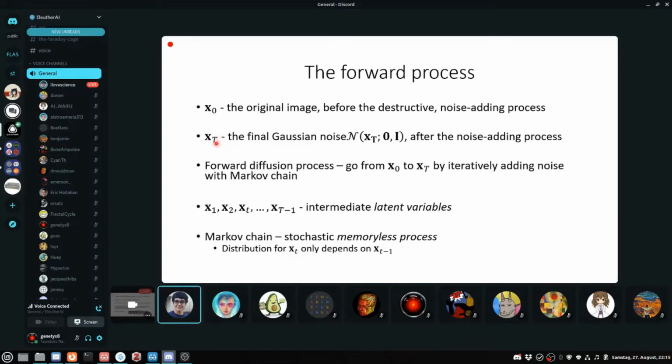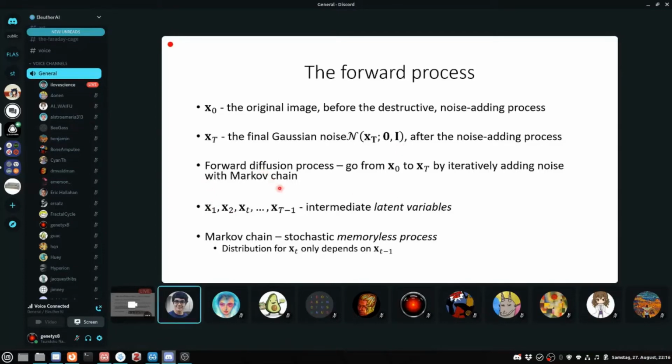So we're going from x0, and this is an iterative process where we're adding noise at each time step. That's what the t is referring to, and the capital T is the final time step. So we have what is known as a forward process, where we start out from x0 and iteratively add noise to finally end up with xT. And this process is a Markov chain.